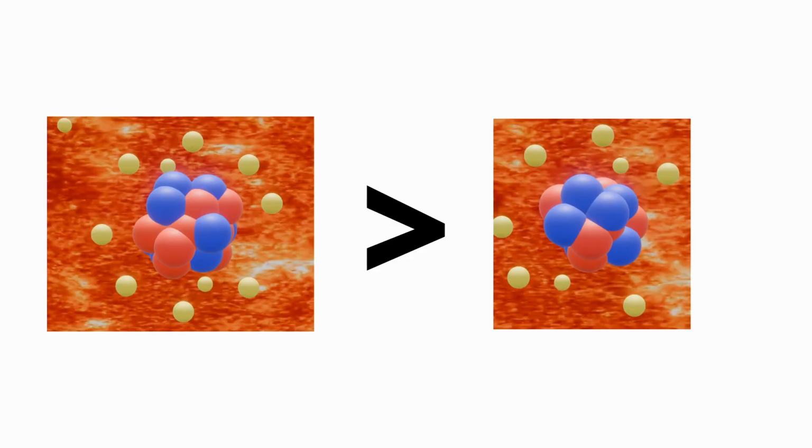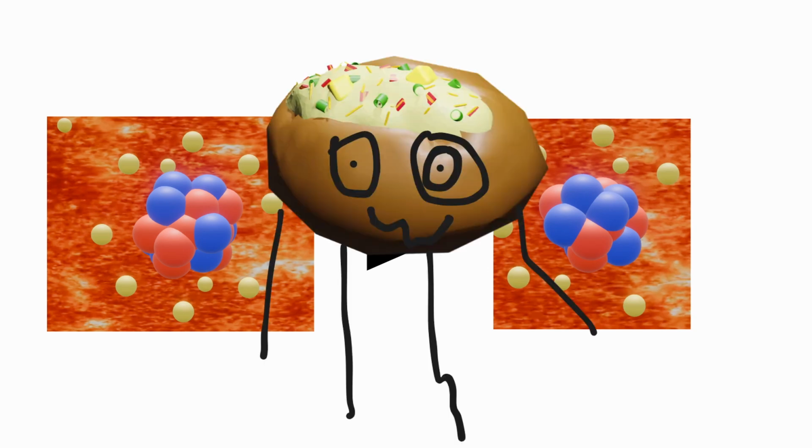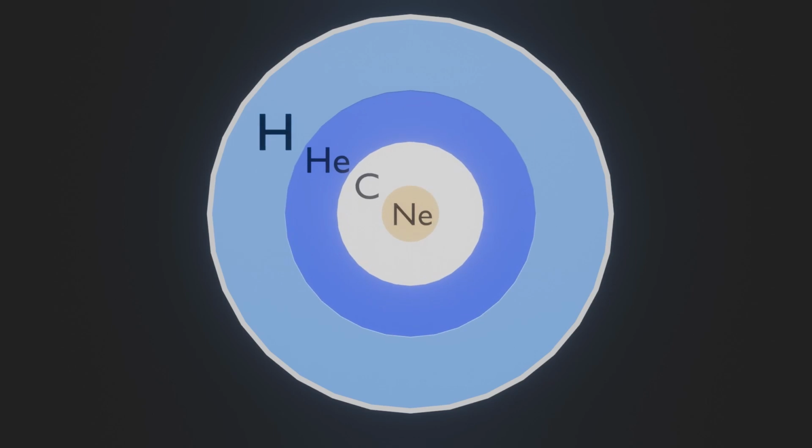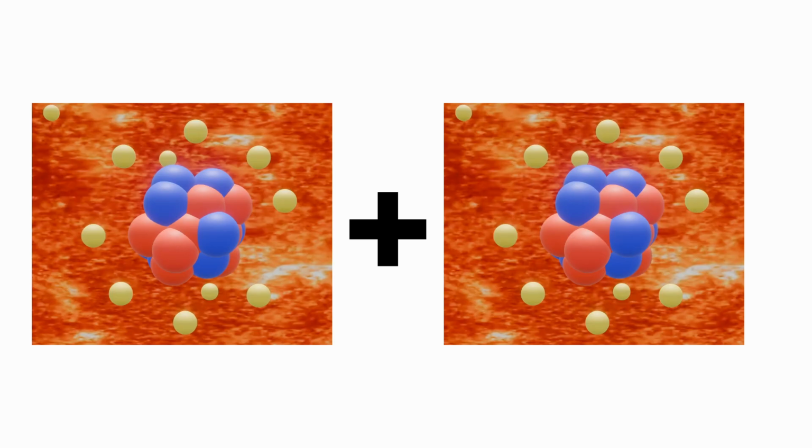Although neon is heavier than oxygen, neon burning occurs first. Hydrogen, helium, and carbon burning gets pushed out to their respective shells, while neon is burning in the core. So what's neon plus neon?